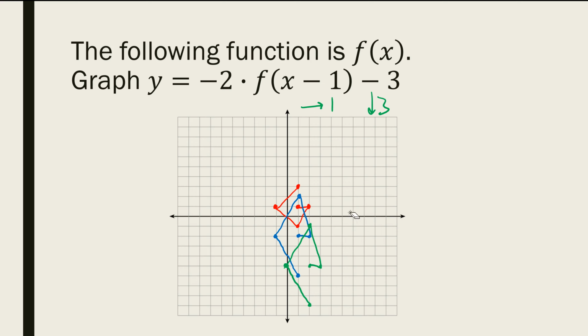That was the worst arrow I've ever drawn. Anyway, the green function is the final answer. Remember, start with multiplying by the -2, and then shift over and down.